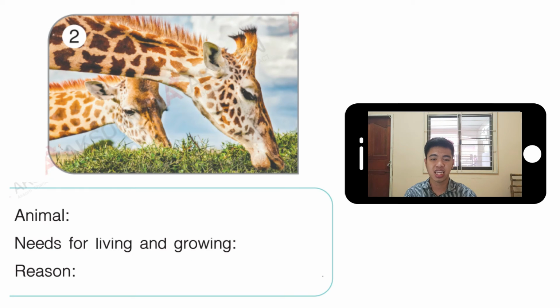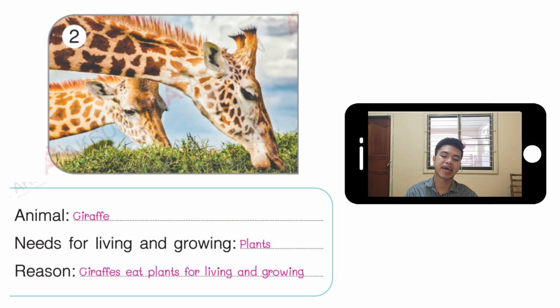What animal can you see in the picture? We have a giraffe. So you're going to write giraffe and then look for the things that the giraffe needs in the picture. Here we have plants. Giraffes need plants for living, and the reason is because giraffes eat plants for living and growing. Plants and grasses serve as food for the giraffes.